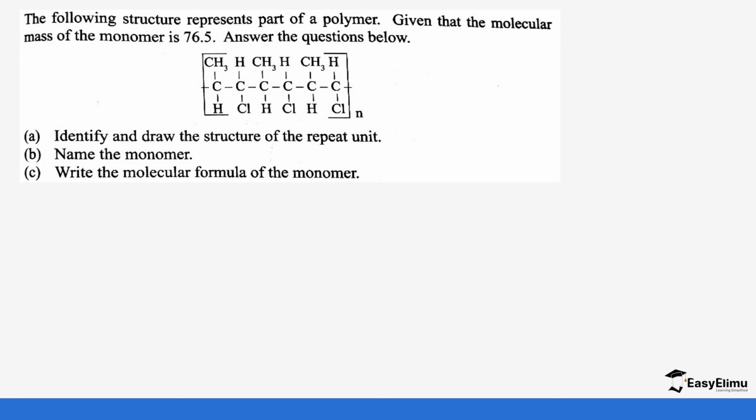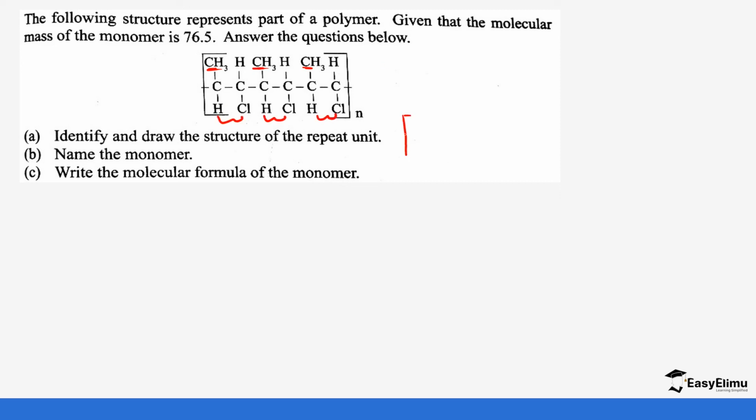So we do this one question to help us understand how polymerization occurs. The following structure represents a part of a polymer, given that the molecular mass of the monomer is 76.5. Answer the questions that follow. Identify and draw the structure of the repeat unit. So we are going to identify the repeat unit. You can see CH3 is repeating itself after every one carbon. So this tells us this is the repeating unit.